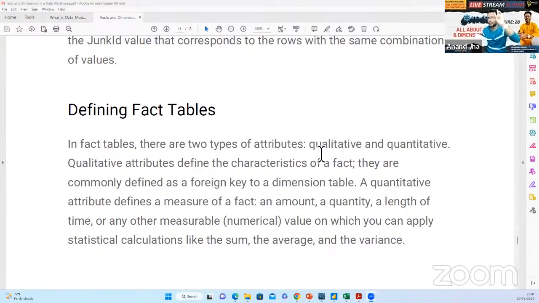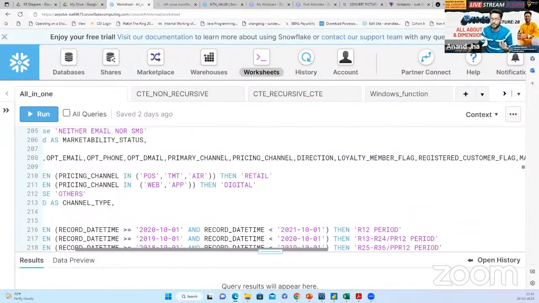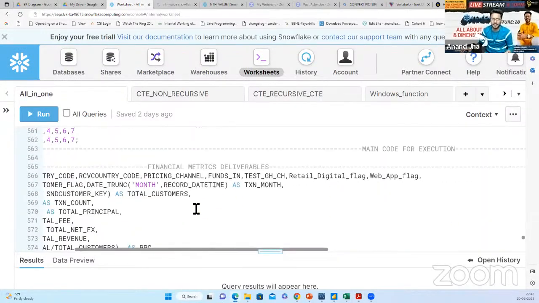Now, your fact tables will have two types of attributes, qualitative and quantitative. Qualitative attributes define the characteristics of a fact. They are commonly defined as a foreign key to a dimensional table. What can be quantitative? Amount, transaction, quantity, length of time, or any measurable quantity, such as, let me show you, such as this.